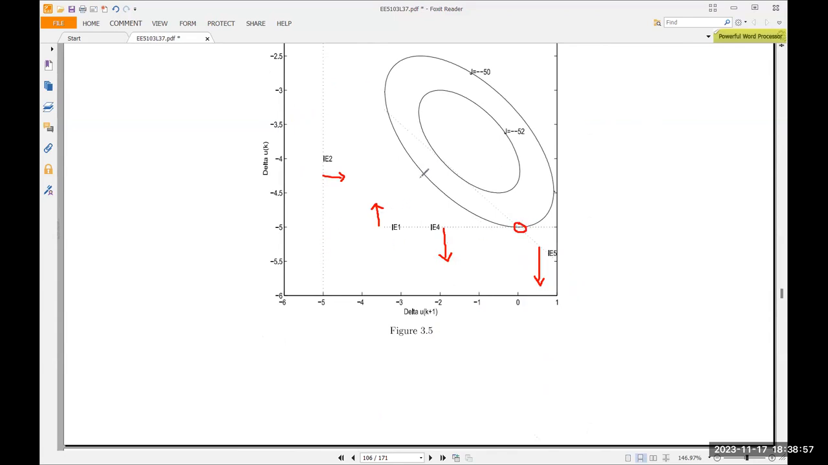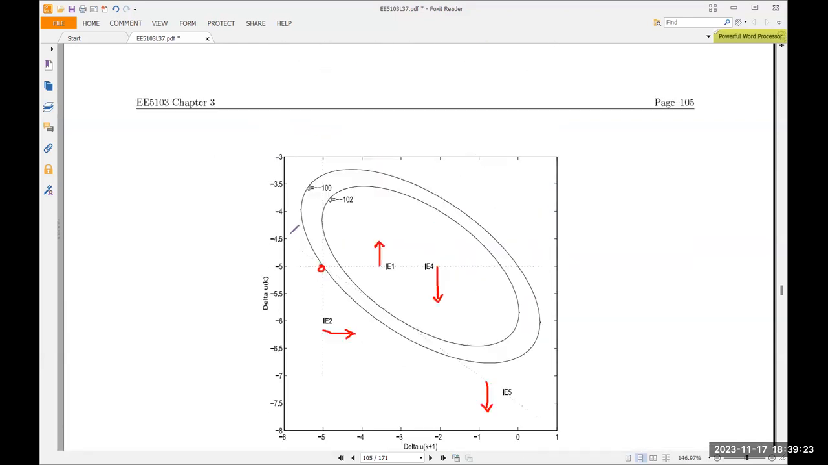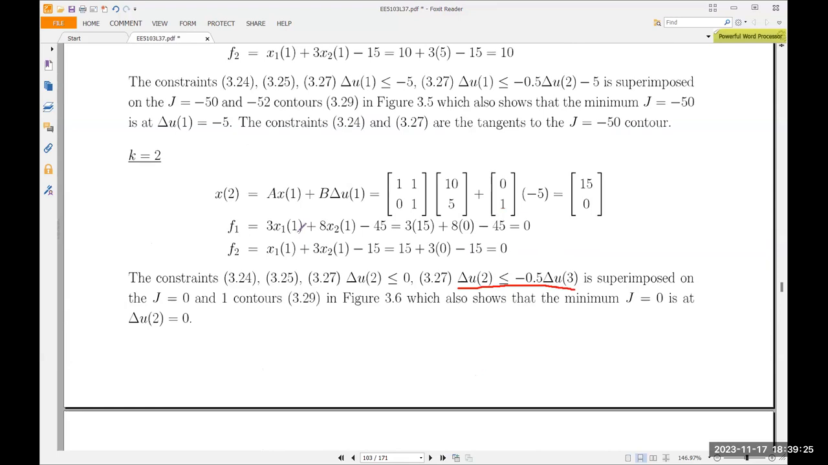All right, this cannot satisfy because this one you cannot satisfy IE5, you cannot satisfy IE4. Okay, this particular point satisfies IE5, IE4, IE1, IE2, everything. So the minimum you can ever get is minus 50. And the U should be equal to minus 5. So that's how you get UK.